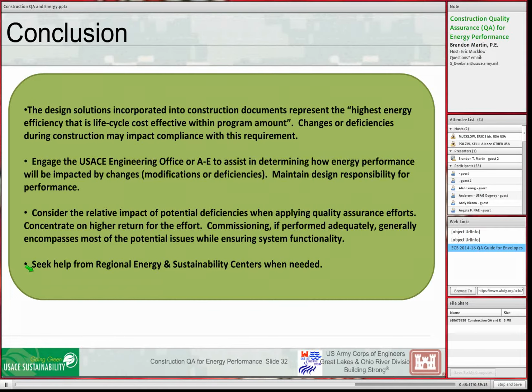When we actually apply our quality assurance measures, we need to consider the relative impact of various energy conservation features or systems. How important is it? How much time do we spend worrying about wall and roof color? Would we be better off spending that time on air barriers and making sure the duct system is constructed correctly? And when you need help, don't be shy about contacting the regional energy and sustainability centers. They're there to provide information, so reach out to them when necessary.